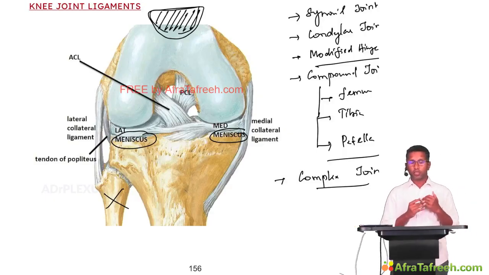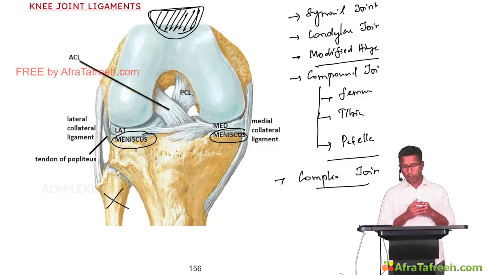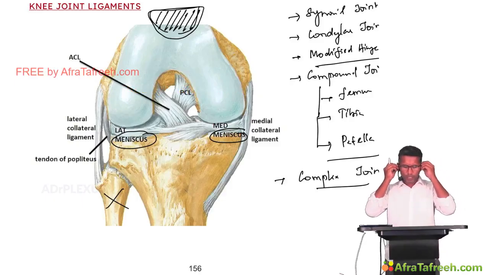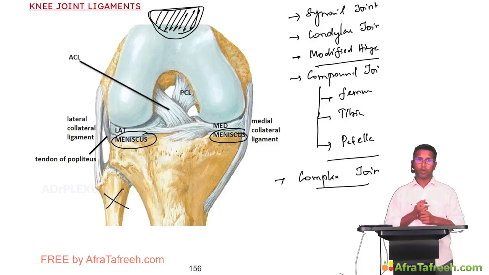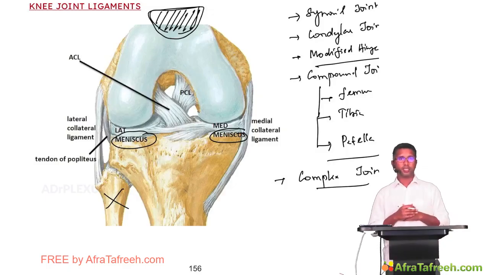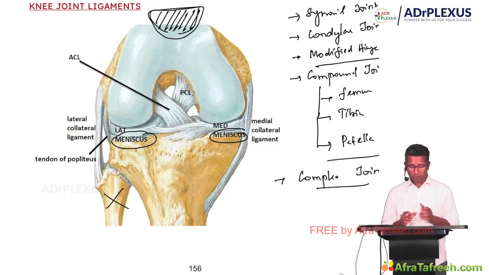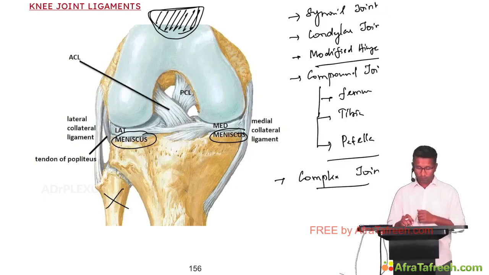Since more than two bones articulate here, it is also called a compound joint. And please remember guys, it is a complex joint since the joint space is divided by the meniscus. So since you know a lot about the knee joint, now we'll go into the ligaments of the knee joint.